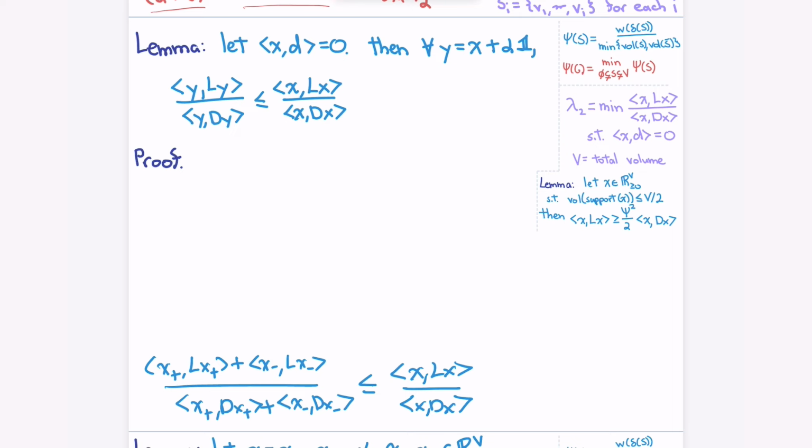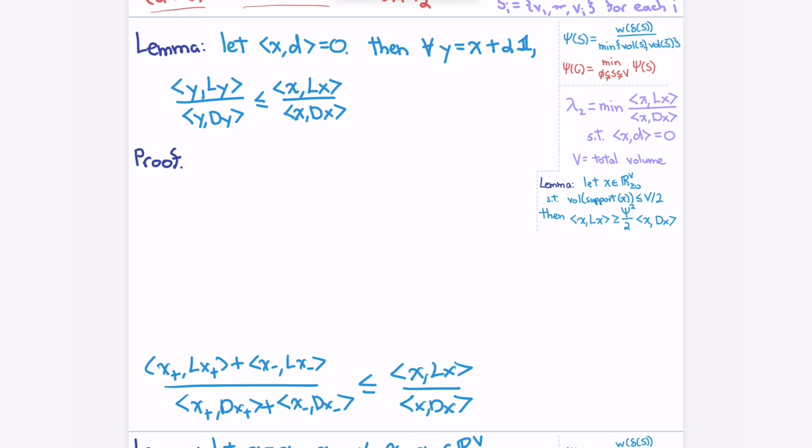So if x is already orthogonal to the degree, and then I do a uniform shift, either down or up, but every coordinate changes by the same amount, it's only going to help this ratio. Okay, so those are our two lemmas we need to prove, and we're done.